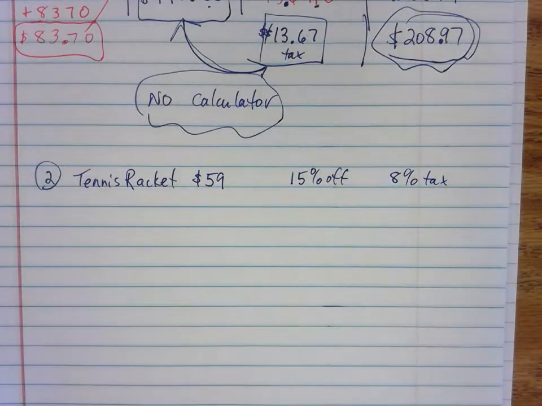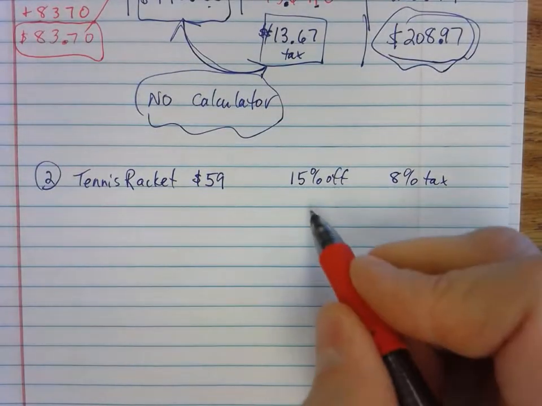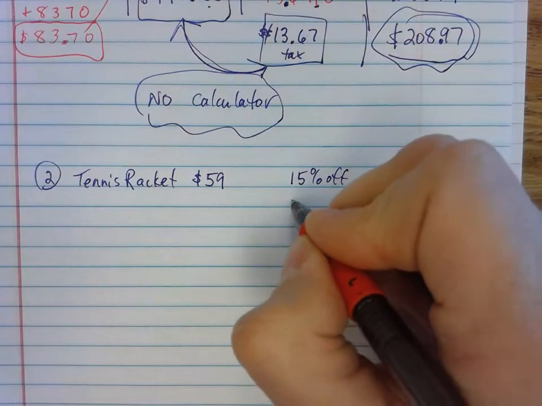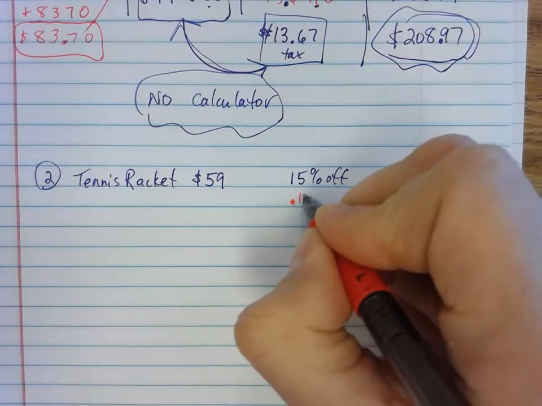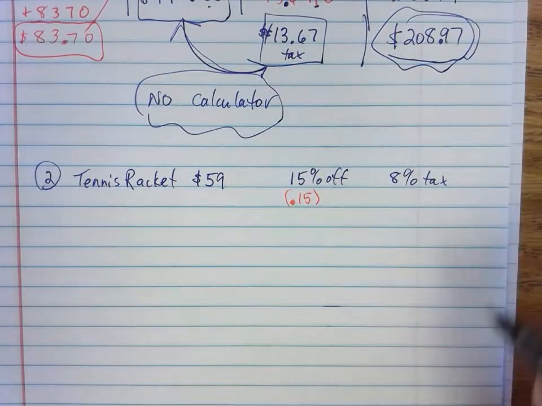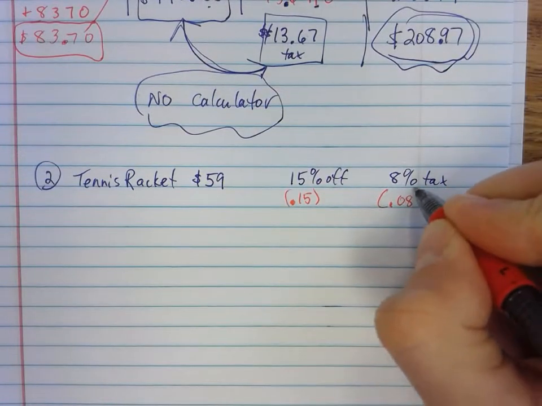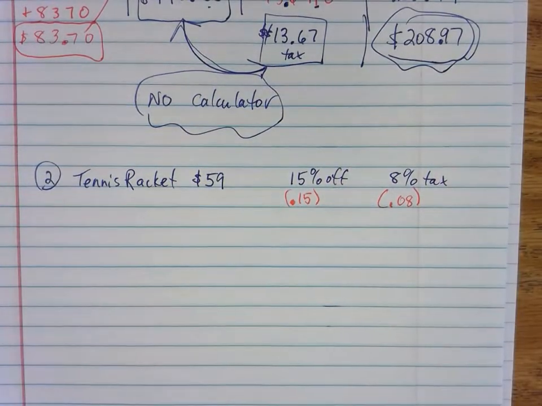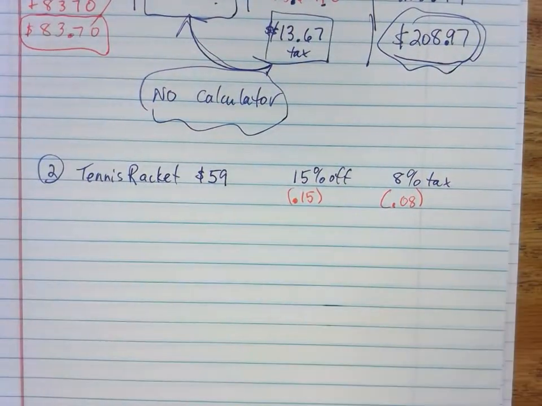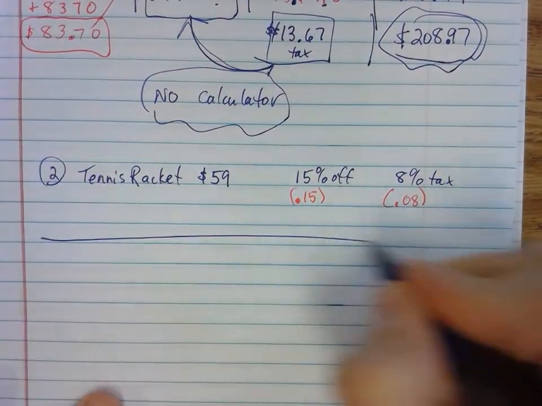So let's just go ahead and talk before we break our columns down here. What's the decimal for 15%? That's 0.15. Okay. What's the decimal for 8%? That's 0.08. Okay, so I'm going to go ahead and turn those into decimals. All right, so I'm going to break it down now into my 4 columns. Here we go.